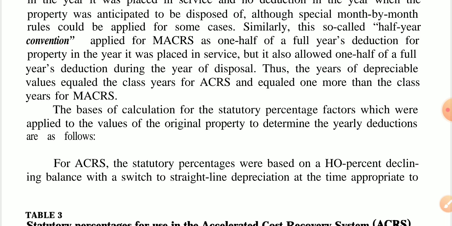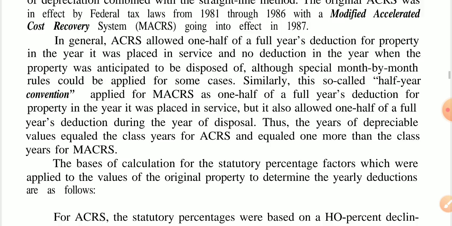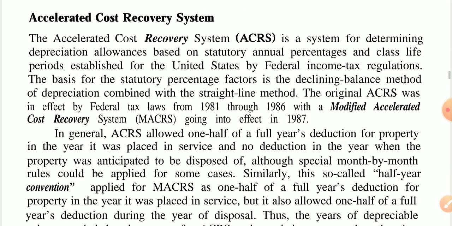The basis of the calculations for the statutory percentage factors, which were applied to the value of the original property to determine the yearly deduction, are shown as follows. For ACRS the statutory percentages were based on the 150 percent declining balance method, with a switch to straight line depreciation at the time appreciated to this one, for the general accelerated cost recovery system.